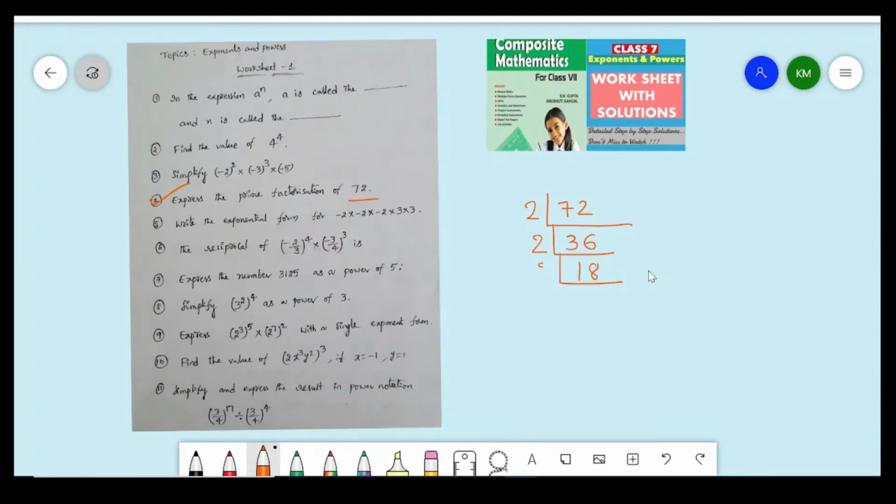Again dividing by 2, I get 9, and it is not possible for me to divide 9 by 2, so I am going to the next prime number, that is 3. So how many times is 2 repeating? 2 multiplied by 2 multiplied by 2, 3 times, and 3 multiplied twice. That is nothing but 2 power 3 and 3 power 2. So the prime factorization is 2 power 3 multiplied by 3 power 2. Let us move to the next problem. This is problem number 5.